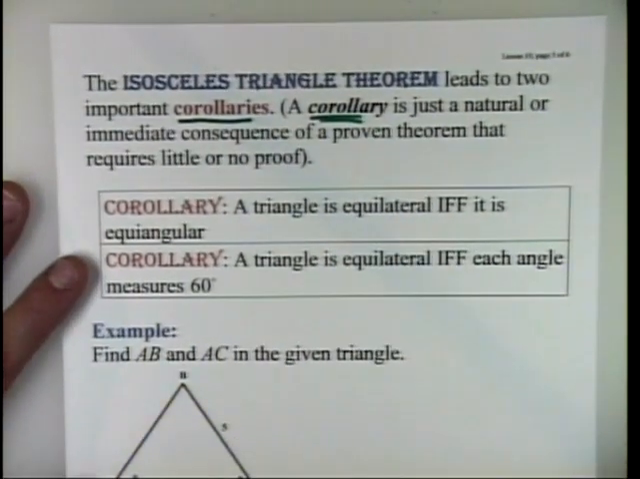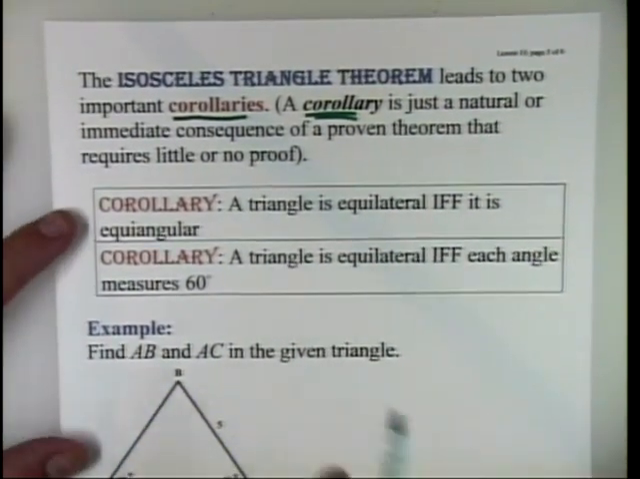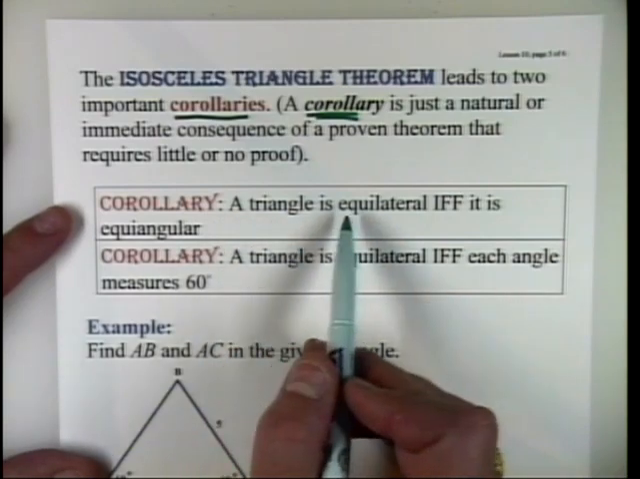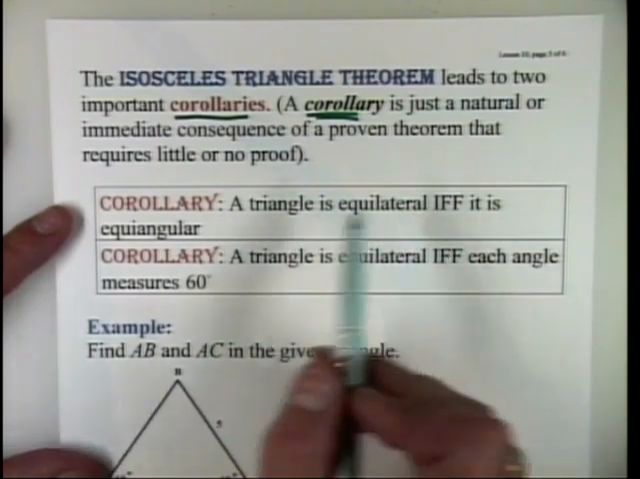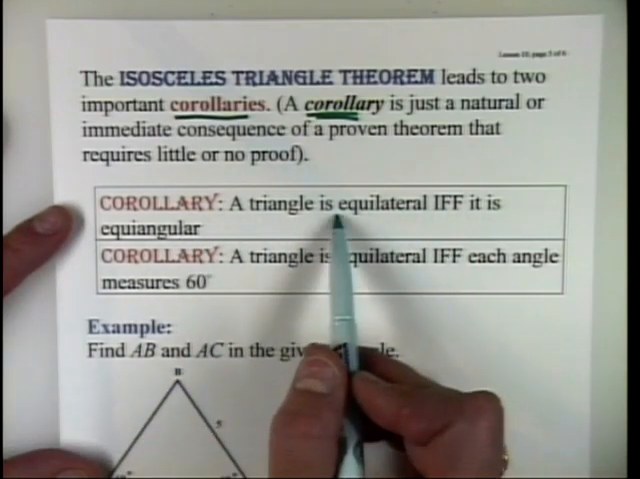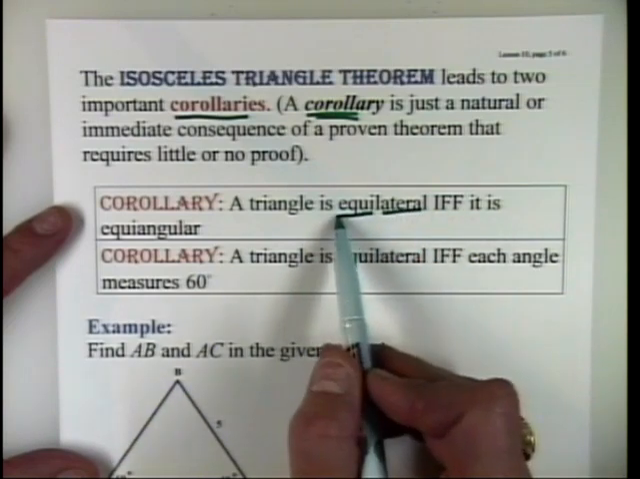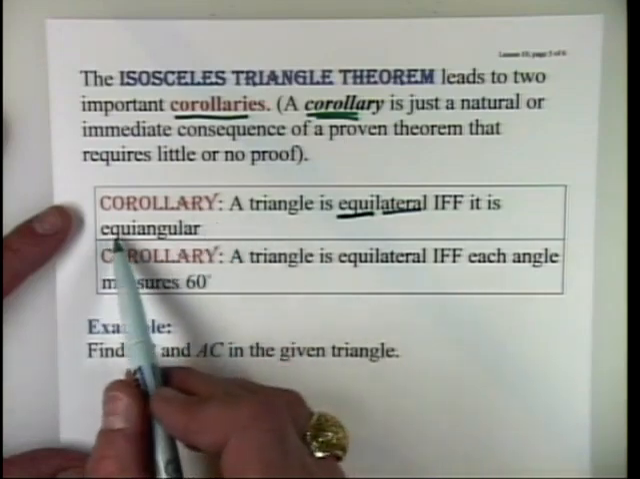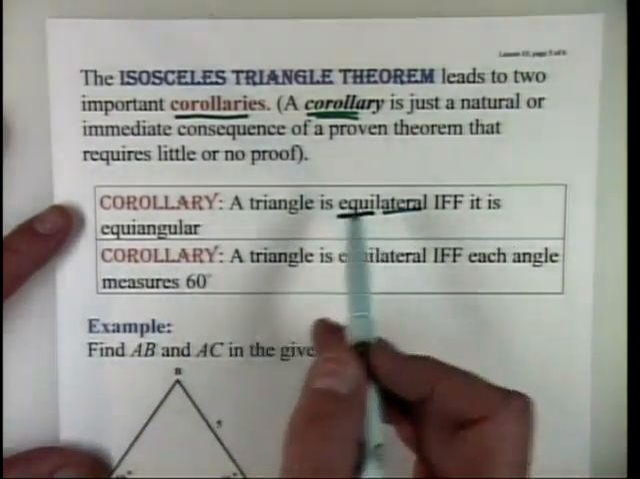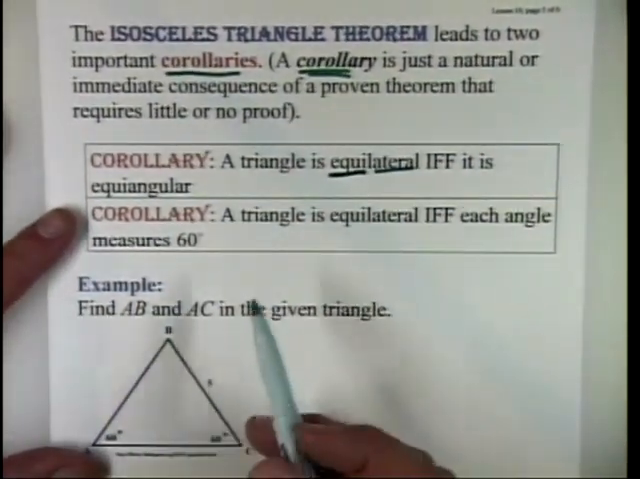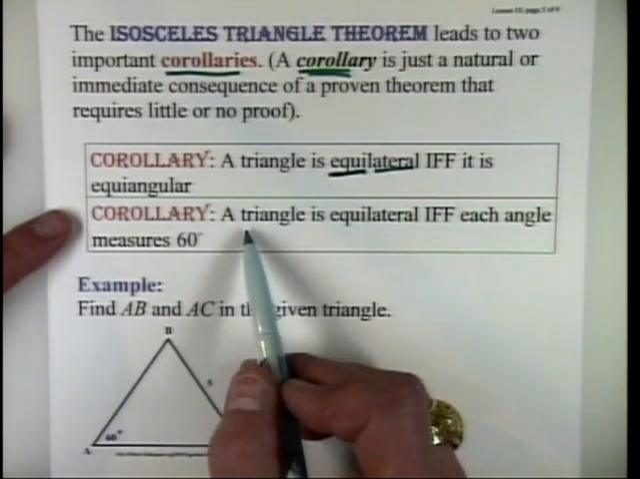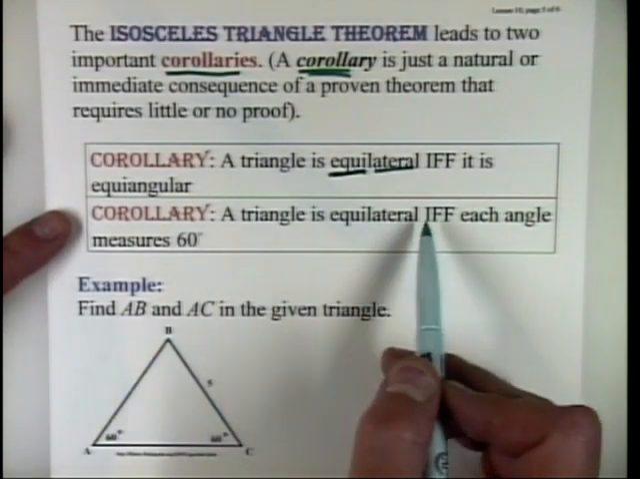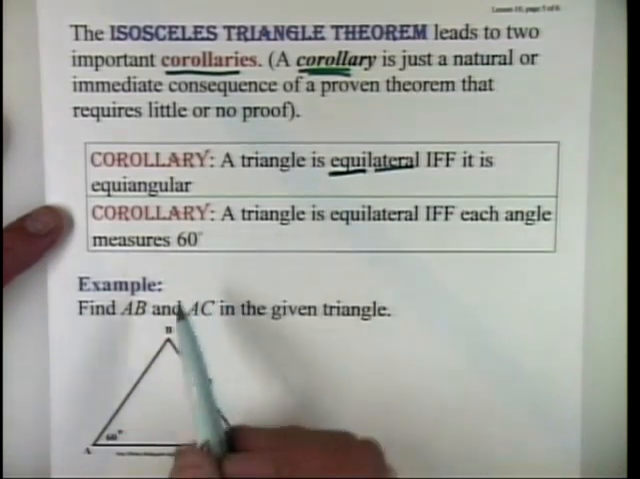There's two important corollaries that come out of the isosceles triangle theorem. The first one is that a triangle is equilateral if and only if it's equiangular. That means all sides equal; lateral means sides, equal means equal. So if all sides of the triangle are the same length, then all the angles are the same measure. Equilateral implies equiangular and vice versa. The other one says a triangle is equilateral if and only if each of the angles measures 60 degrees.